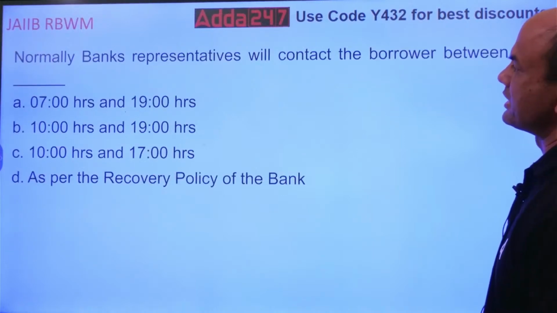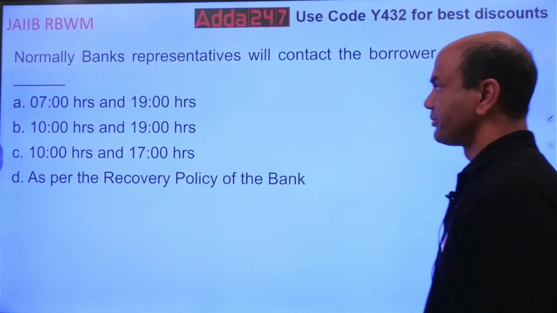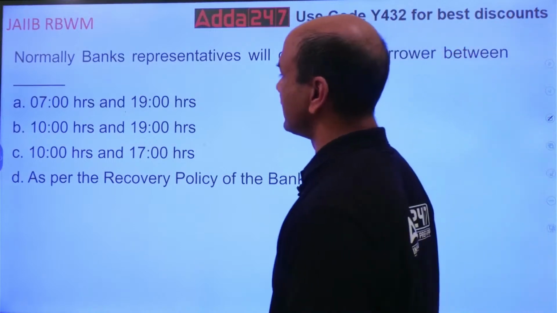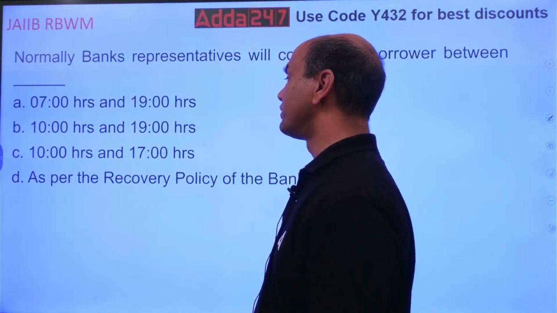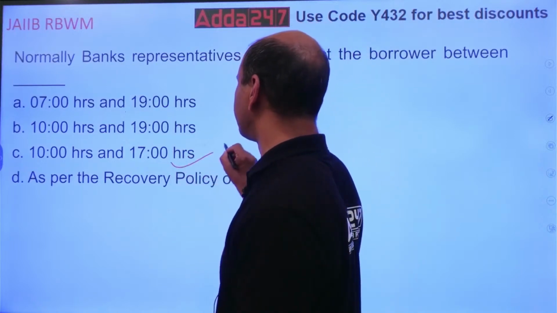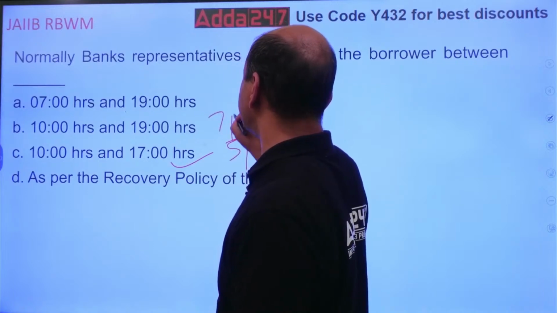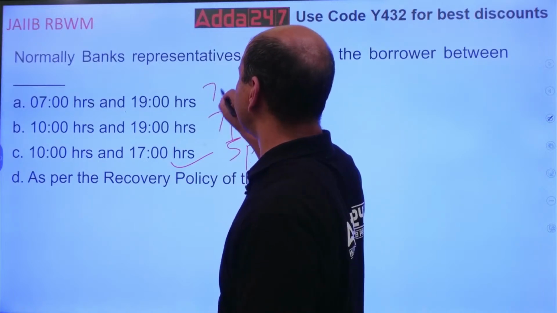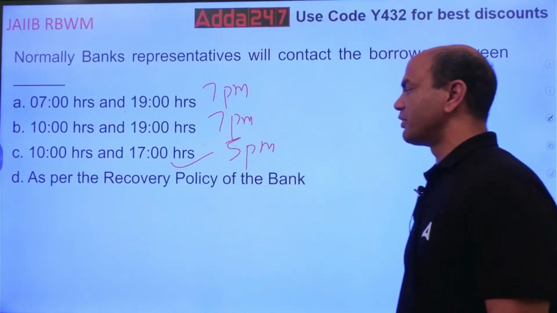Normally, bank representatives will contact the borrowers between, what is the time? 7 hours to 19 hours, 10 hours to 19 hours, 10 hours to 15 hours, means 17 hours. Means this is 5 p.m. This is 7 p.m. As per the recovery policy of the bank.